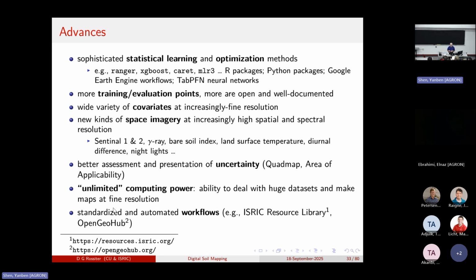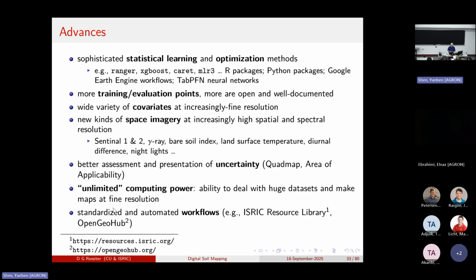We have more and more training points. Now, there's a movement to more open and documented points, but there's a big problem getting training points from a lot of organizations for a variety of reasons. I'll mention those later. A lot more covariates, more imagery. Satellite imagery is just going crazy. Every day there's a new satellite that can be used. I never thought we'd be using the night lights, but actually the night lights are good indications of heat island effects and urban influence on soil.